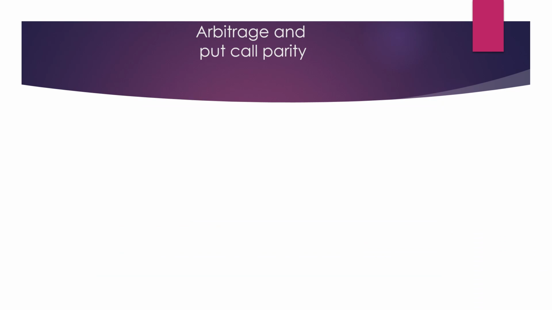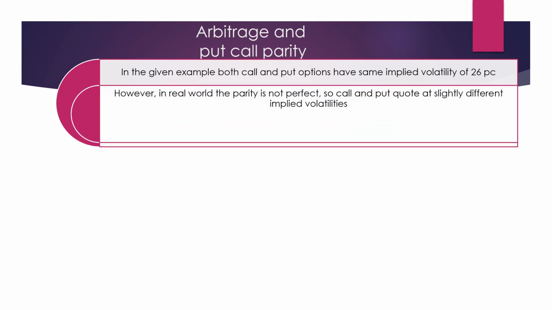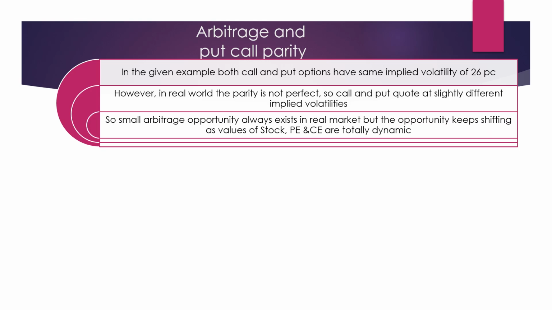Now let's see how put-call parity works in the real world and some limitations of put-call parity theory. In the given example, both call and put options have the same implied volatility of 26%. However, in the real world the parity is not perfect, so call and put quote at slightly different implied volatilities. So a small arbitrage opportunity always exists in the real market, but the opportunity keeps shifting as the values of the stock, put option and call option are totally dynamic.